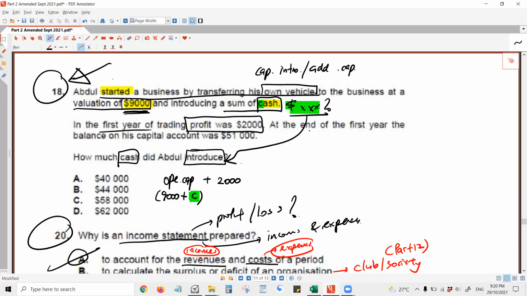Do you have additional capital during the year? I mean, when you started the business, you put some things into it. Then halfway through the business, did you put more things besides the 9,000 and some cash? No. At the end of the year, capital becomes this figure, which is the closing capital. Now, can you find the missing figure? Yes. You have an equation here, 9,000 plus C plus 2,000 equal to 51,000.